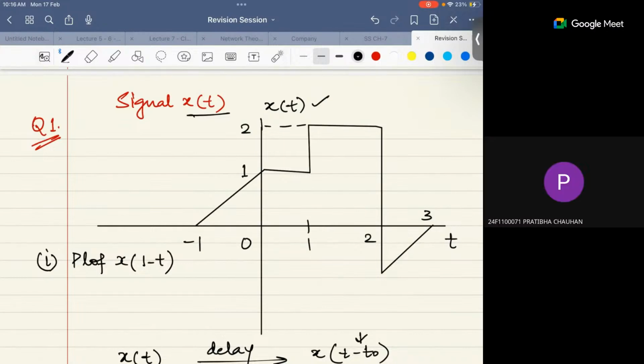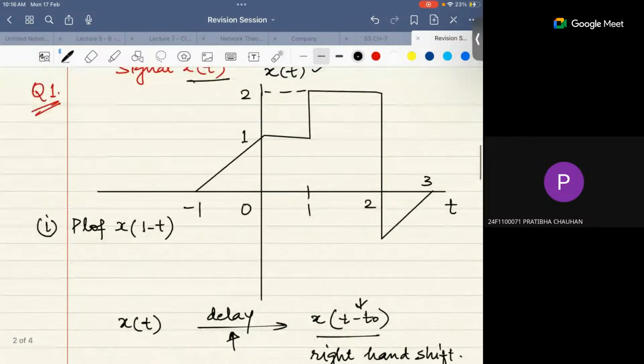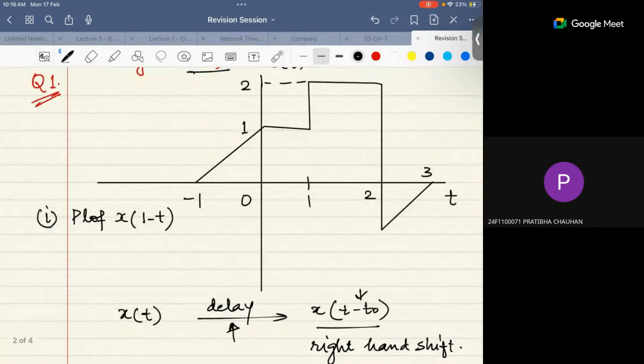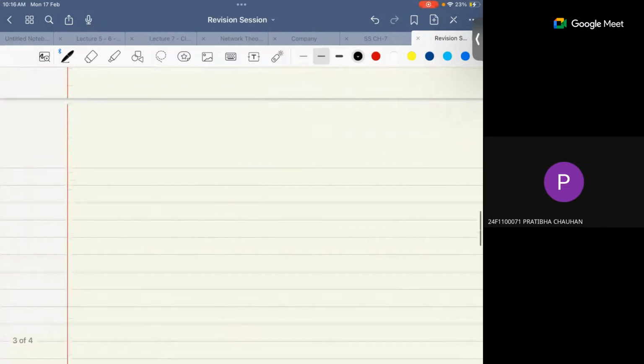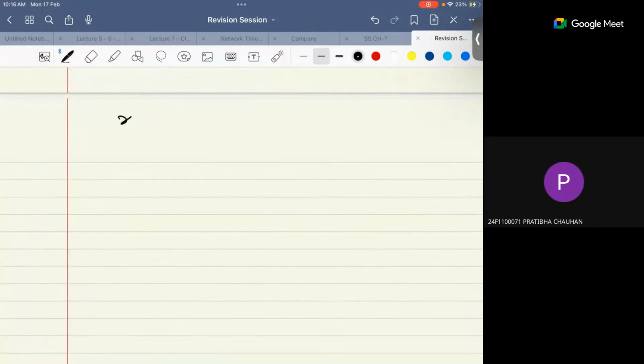Signal? What are the steps that you follow? Yes, so first we write the x of 1 minus t as x of minus t plus 1. Then shift the signal left hand side by 1 unit, and then we make the signal... Time reversal. Time reversal. Correct, correct. So these are the steps you'll be following for any question for a given x(t).